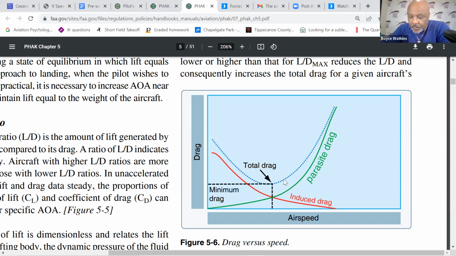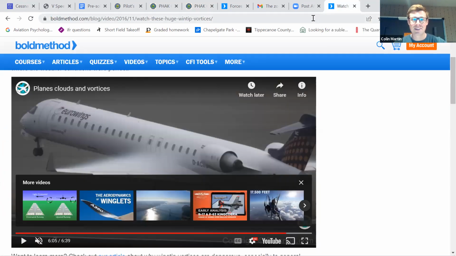Okay, got it. So how do you know what that optimal airspeed is? Is that in the flight manual or something? That's a great question. Let me put a pin in that and then just show you one more thing.